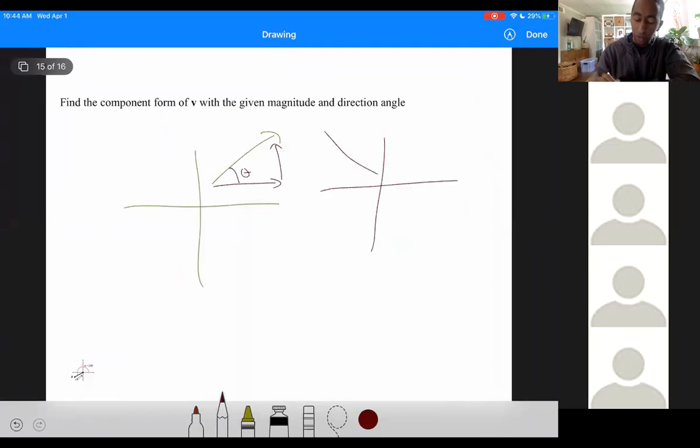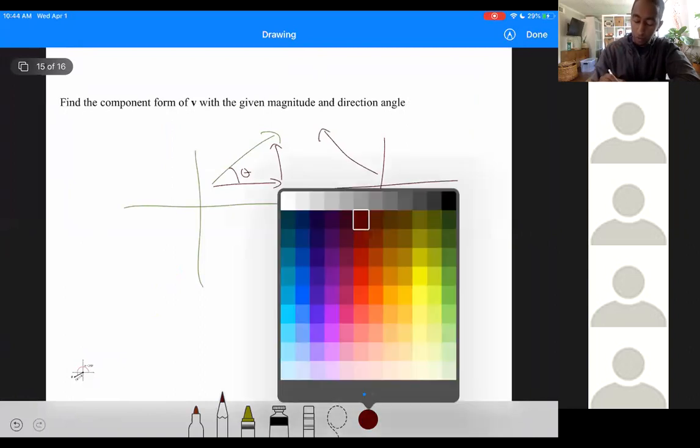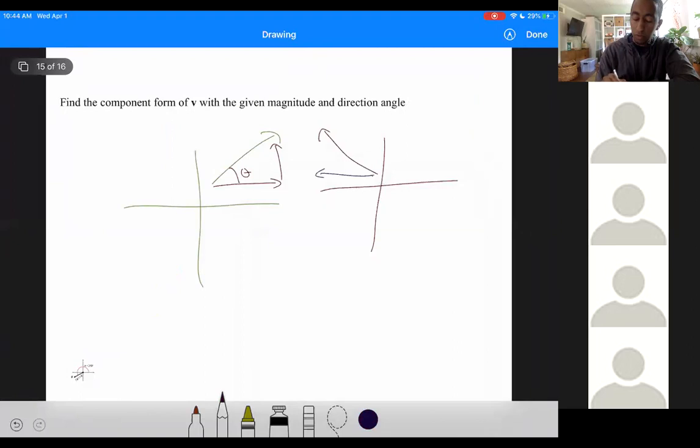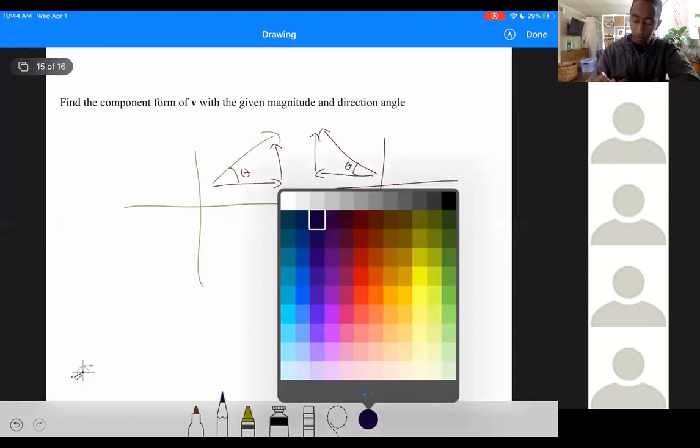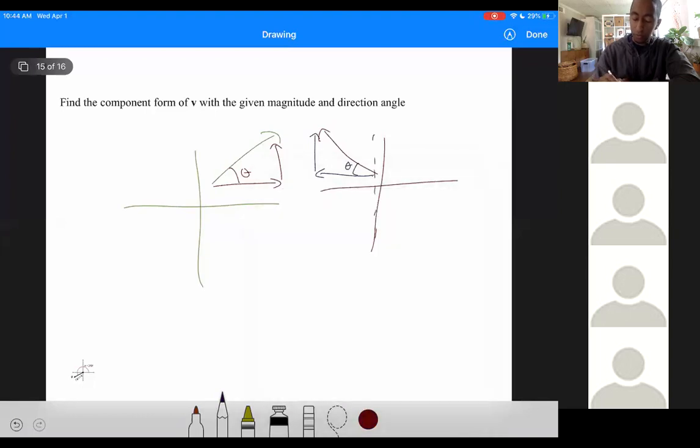If your vector is like that, then your component form, this would be your A, and that would be your B. When you do tangent inverse, you'll be getting this angle. But in that case, your angle from the horizontal is going to be this. So you would actually have to do 180 minus that angle to find what this is. Sorry, it should be to here. That's going to be your angle.